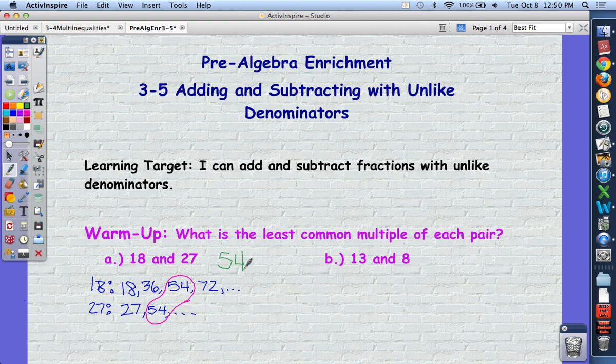We're going to use this idea to get a common denominator when you have fractions. So when I ask for the LCM or the least common multiple, this is what I'm talking about.